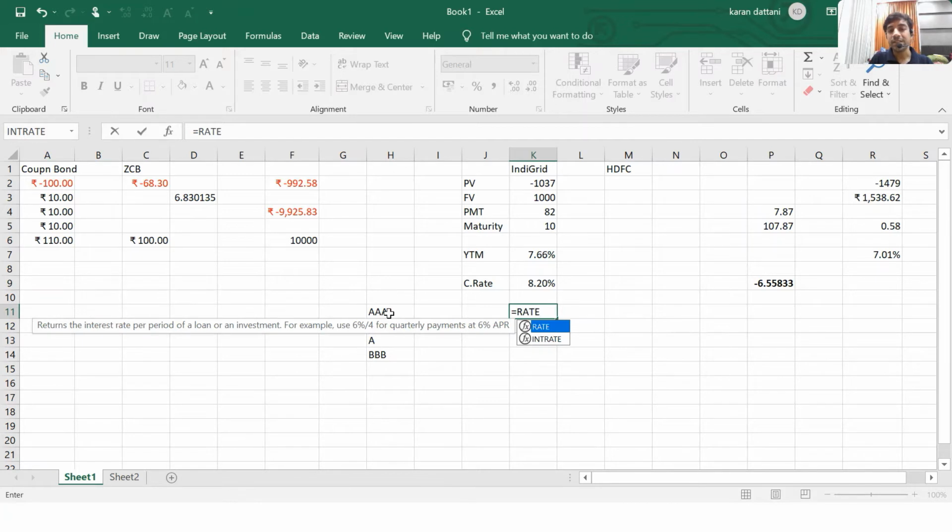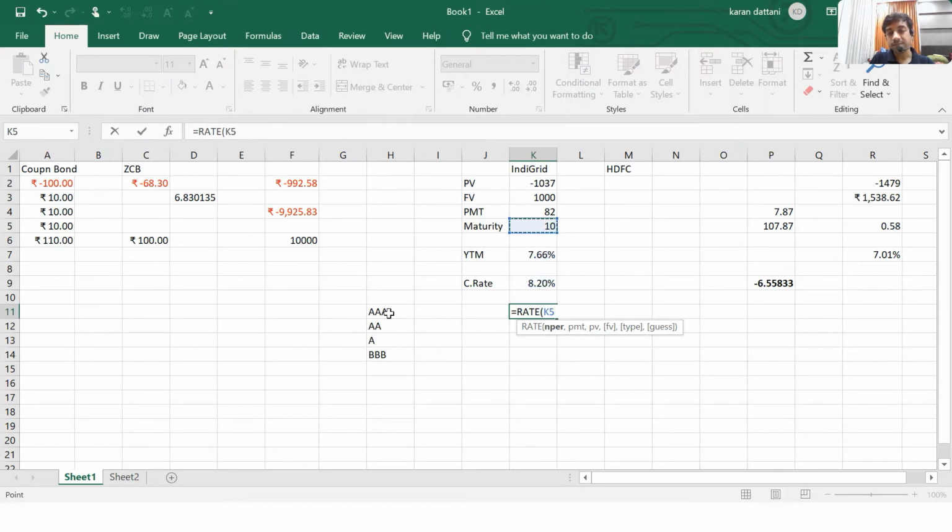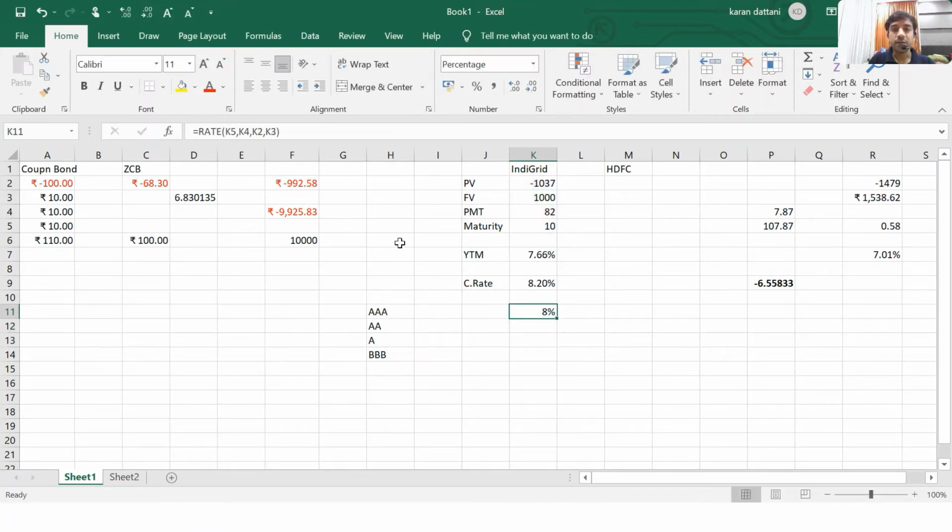This can be calculated using the function in Excel called rate. You have to give the maturity. You have to give the coupon that you will be getting, PMT. You will be giving the current price. I've written it in minus because that's the amount you're paying. And this is the future value, that face value that you'll be getting at the end of maturity. So your principal that you'll be getting back. And it turns out to be 7.66. This is the actual return you will be getting on the bond. You won't be getting 8.2%.